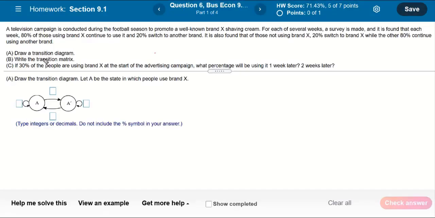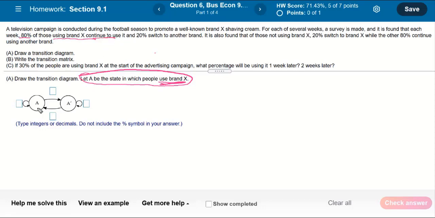On question 6, we're going to be using A to represent those that are using brand X. And so the A means they are using brand X. The A with the little markup above it means they are not. So we're told in this sentence that 80% of those who were using brand X continue to use brand X.